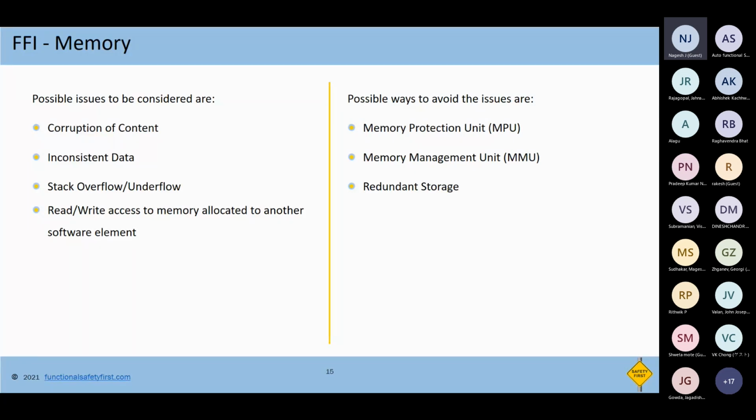And the ways in which this could be avoided is, again, the most common way I would say is the memory protection unit. And in some of the microcontrollers, they are called the memory management unit. And the simplest way is to use redundant storage. But again, when I talk about the potential ways, all of these mechanisms have their own pros and cons. So whenever we are deciding on a particular mechanism, we need to really understand what is the advantage of using a particular method and what is the disadvantage. So that would be covered separately. We'll go to the next slide, Sridhar.